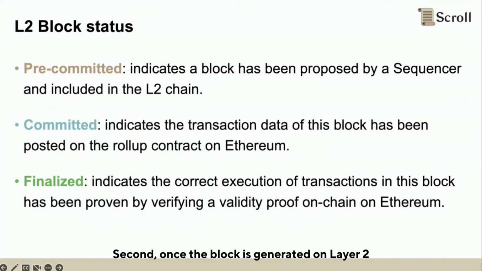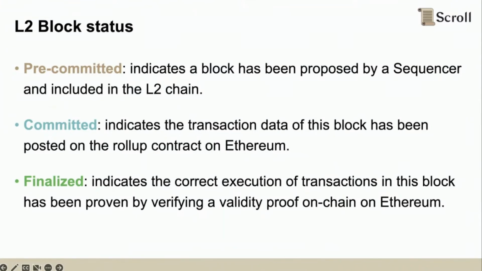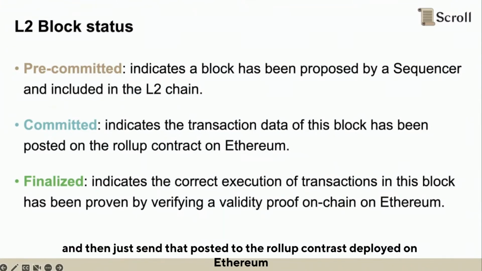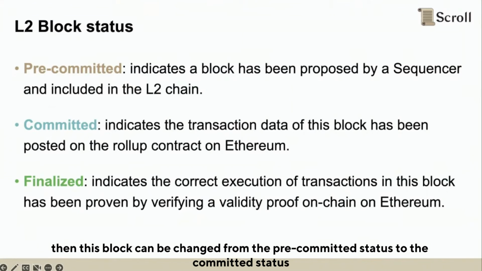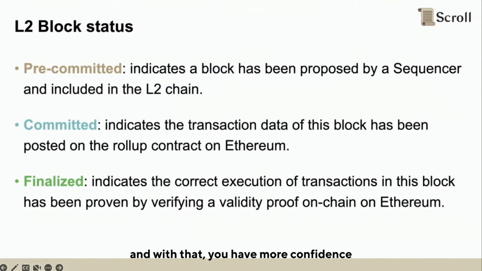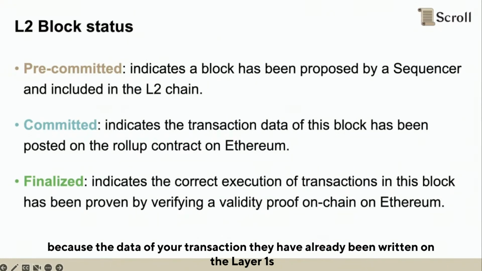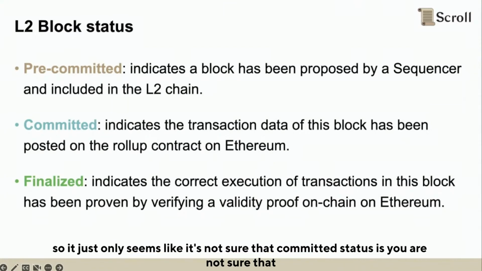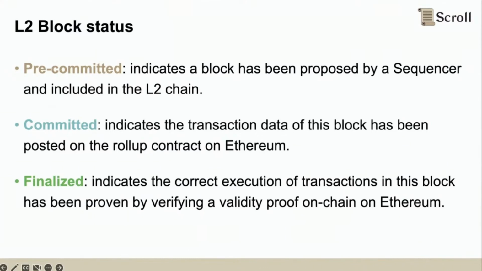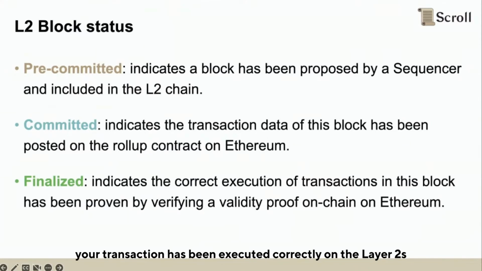And then second, once the block is generated on layer 2, you can collect all of the data you need and post it to the Rollup contracts deployed on Ethereum. After that transaction is confirmed, this block can transition from the pre-committed status to the committed status. With that, you have more confidence because the data of your transaction has already been written to layer 1, so no one can modify it. But inside committed status, you're not sure that your transaction has been executed correctly on layer 2.